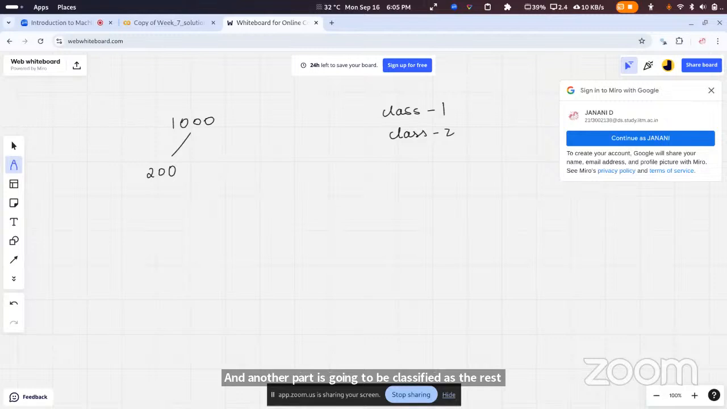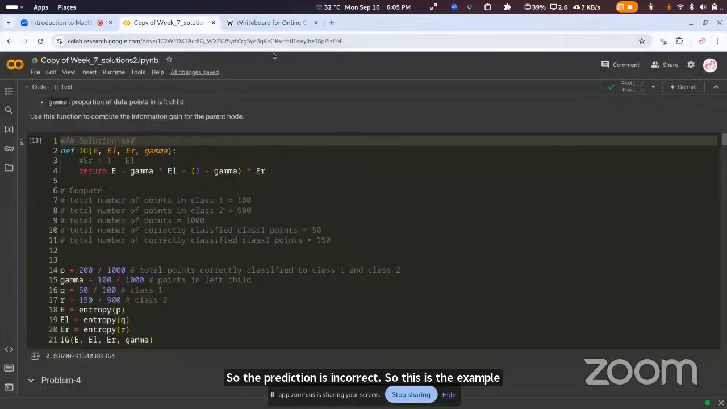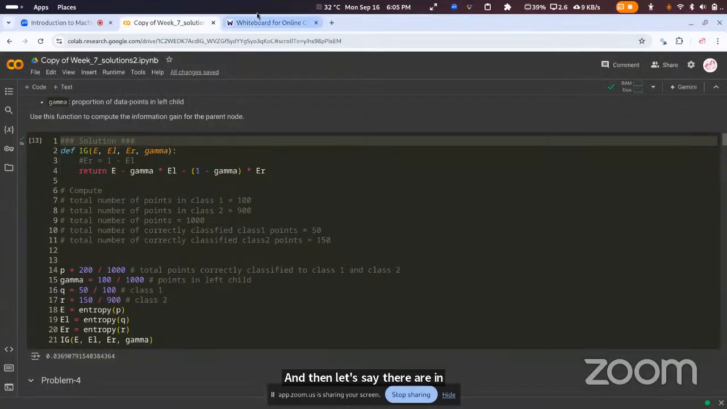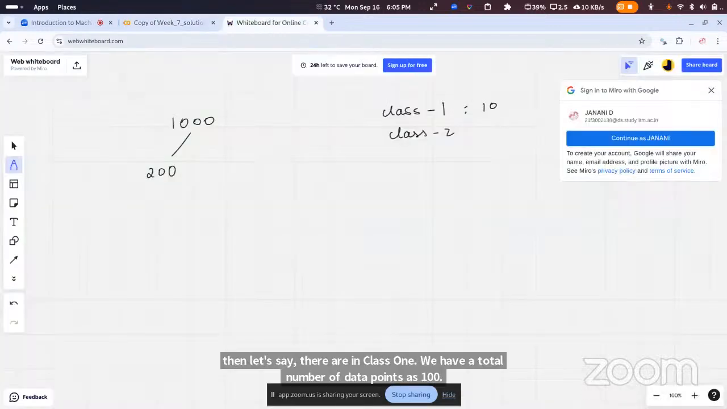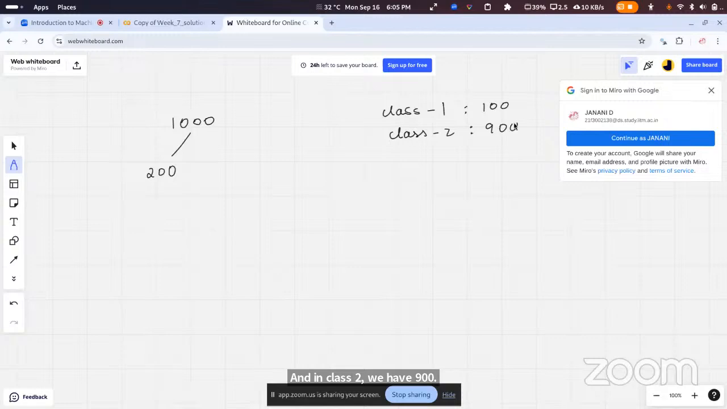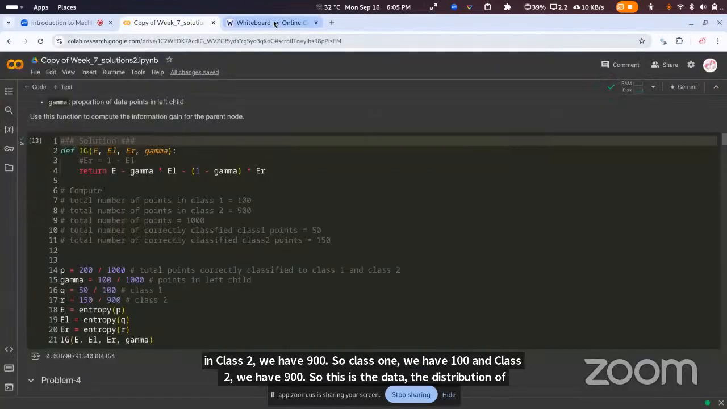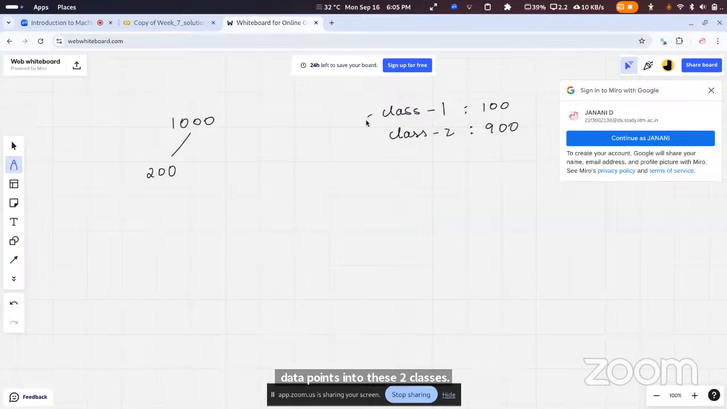That is, if a point belongs to class 1, but the model predicts that it belongs to class 2, the prediction is incorrect. So this is the example which we are taking. And then let's say that in class 1 we have a total number of data points as 100, and in class 2 we have 900. So this is the distribution of data points into these two classes. Now let's say from class 1, the data points which are correctly classified as class 1, that is correct classification, is going to be 50.